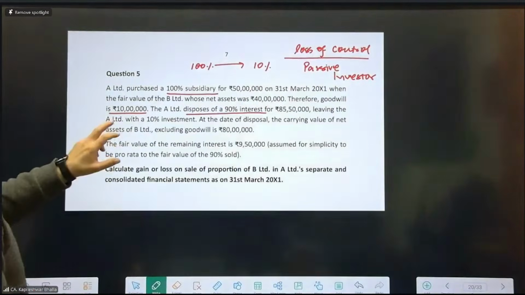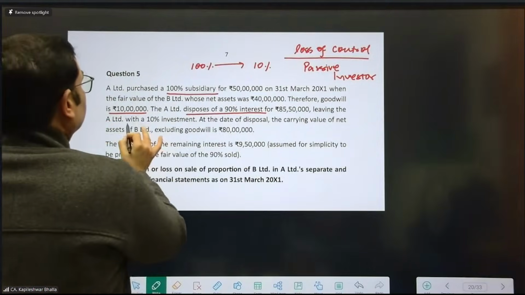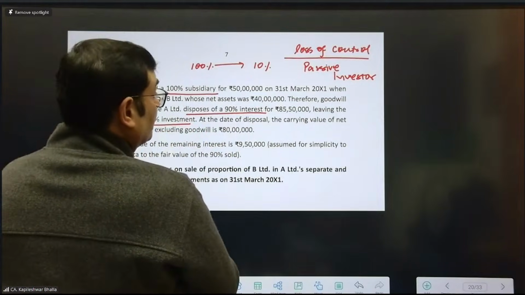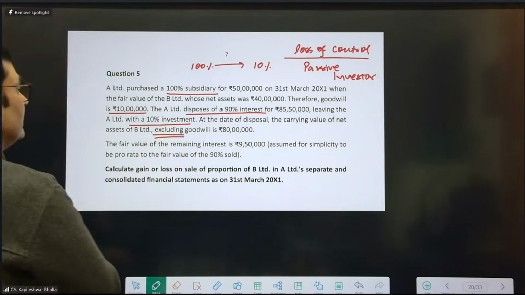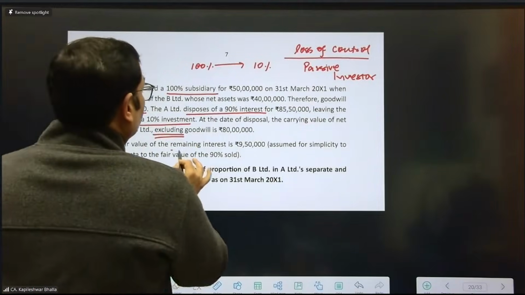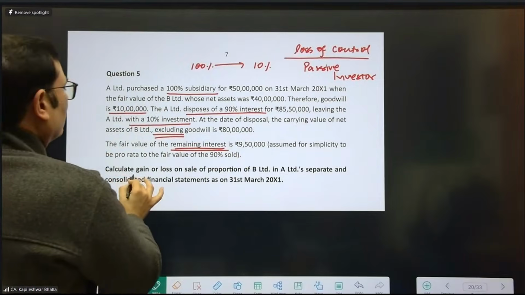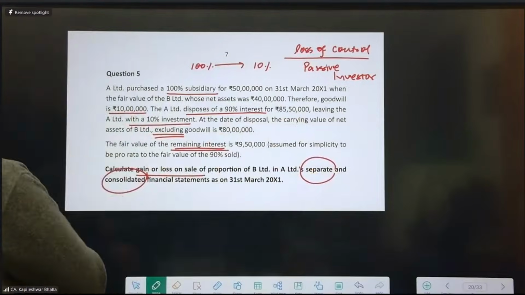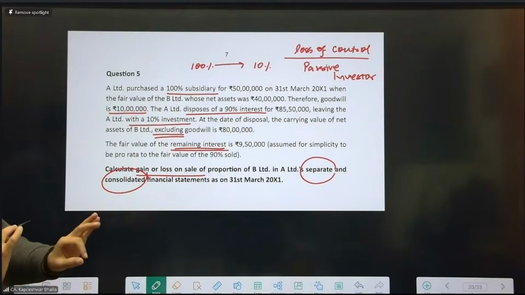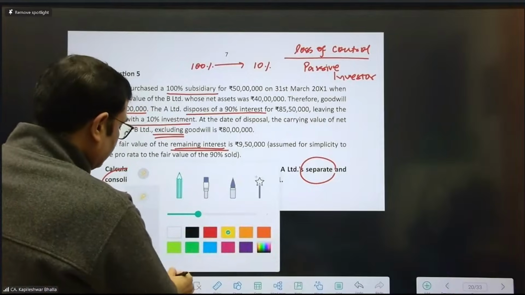It says it disposes 90% interest for 85.5 lakh, leaving a 10% investment. At the date of disposal, the carrying value of the assets, excluding goodwill, is given. The fair value of the remaining interest, that is 10%, is given, assumed to be proportionate to that 90%. Calculate the gain or loss on sale in the separate and in the consolidated financial statements. So let's first look at the consolidated financial statements.